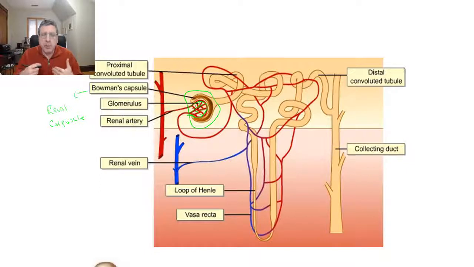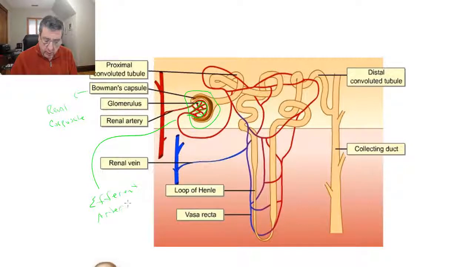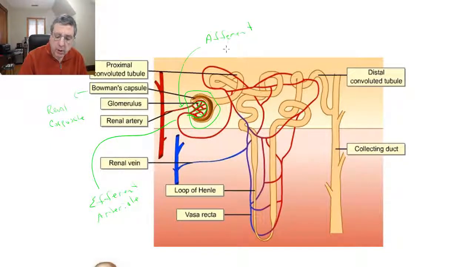So the glomerular capillaries come off of an afferent and an efferent, and again, I am intentionally mispronouncing these words because afferent and efferent sound too similar. So we'll go with, here it says the renal artery, but we want more specifically going to be, so this is going to be efferent arteriole, and then this one leading into the glomerular capillaries is going to be afferent arteriole.